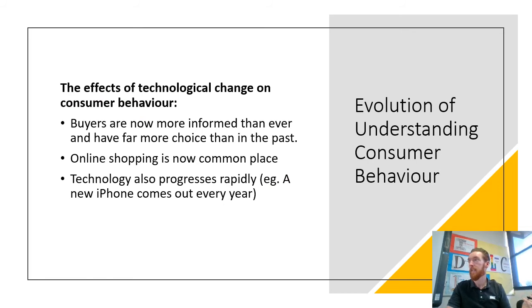Then the effects of technological change on consumer behavior. So buyers now are more informed than ever before and have far more choice than in the past. Because online shopping is now commonplace and technology has progressed rapidly, this really impacts how we spend our money. So, for example, not that you've been able to go to shopping centers much this year, but when I go to shopping centers, often if I find something that I want, the first thing I do is get out my phone and punch it in and see if it's cheaper anywhere else. And if it is, I'll just buy it online.